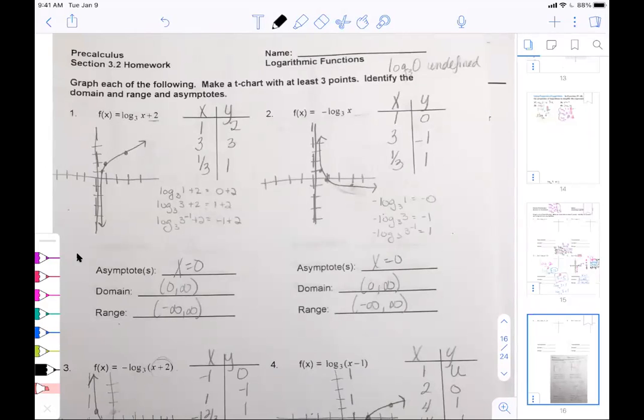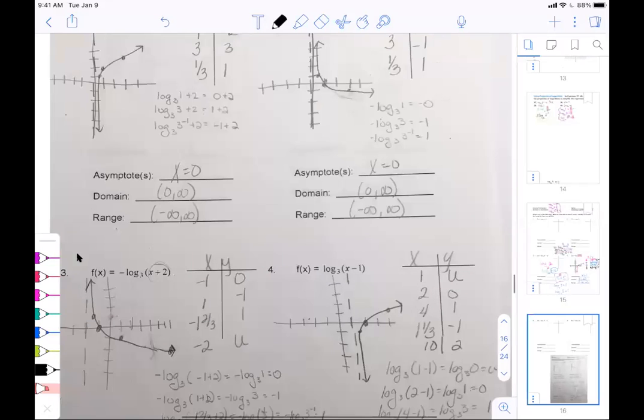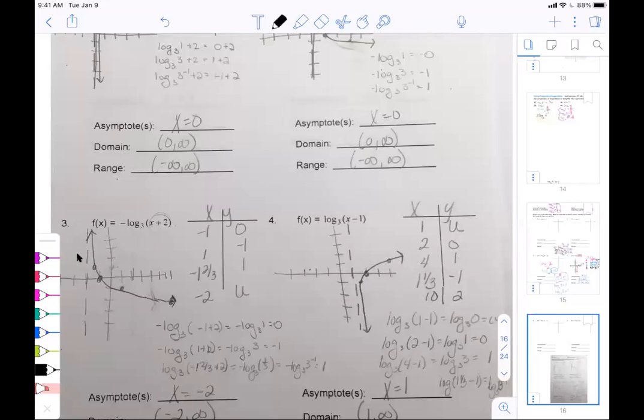And the log functions have a vertical asymptote. So in number 1, the vertical asymptote is at x equals 0. In number 2, it's still at x equals 0. And that's because your vertical asymptote is in x equals form. So it's going to change when there is a quantity attached with x, because once there's something with x, it affects x. So that's going to affect the vertical asymptote.